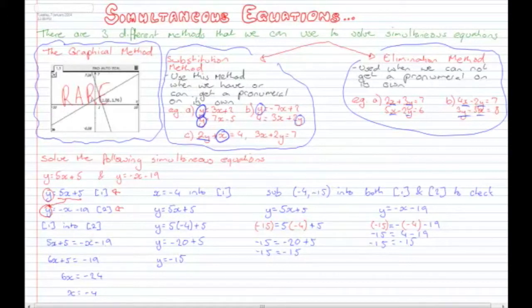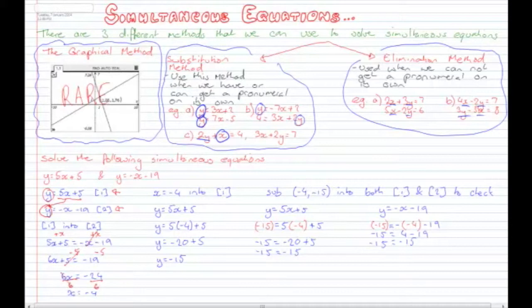Alright, let's move things around so I can get all the x's on one side. I add x to both sides, which gets me 6x plus 5, and the x's cancel out to leave me with negative 19. The next thing is the plus 5, so I'm going to move it over to the other side by minusing 5 off each side. So you get 6x is equal to negative 19 minus 5, which is negative 24. Last step is just to divide both sides by 6.